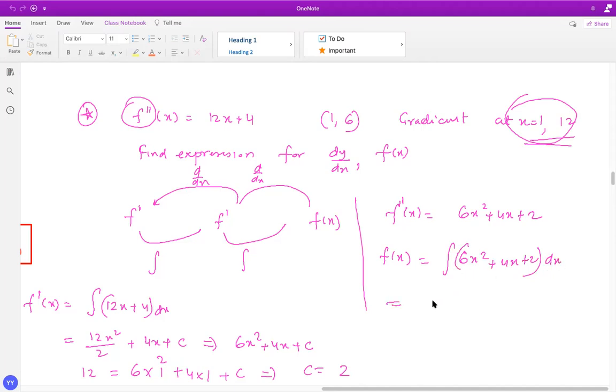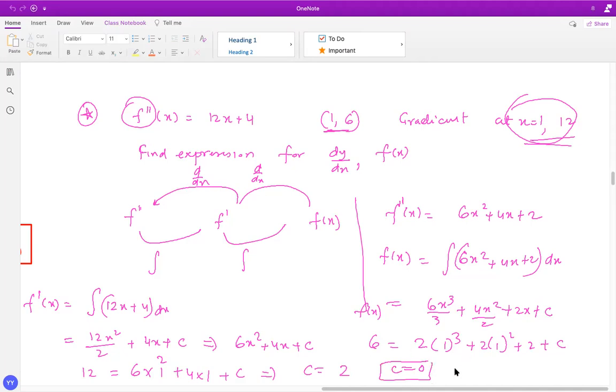So when I integrate this, I get 6x cubed over 3 plus 4x squared over 2 plus 2x plus c. So this is your function. Now I'm going to put x is 1 and y is 6. So 6 equals 2 times 1 cubed plus 2 times 1 squared plus 2 plus c. So c is going to be 0 here. So that's why your expression is actually now f of x is 2x cubed plus 2x squared plus 2x.